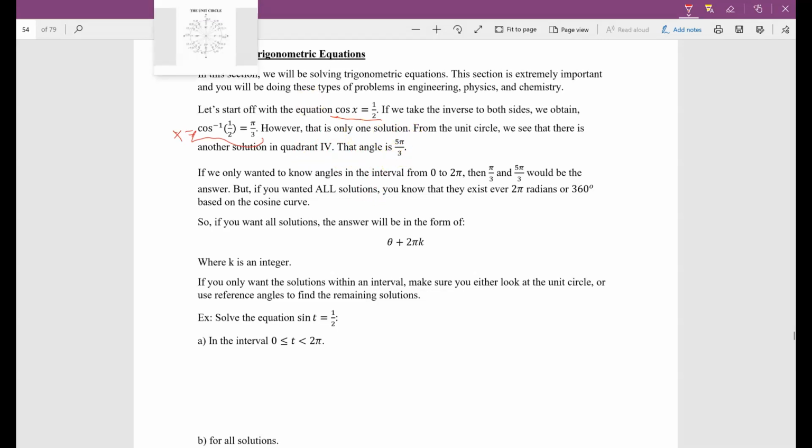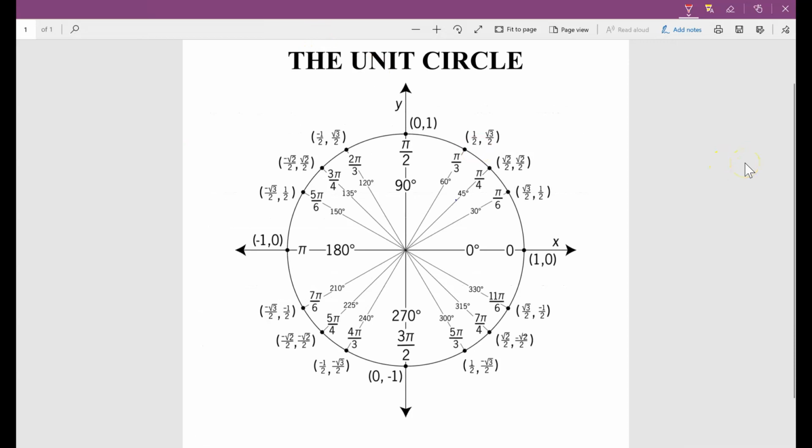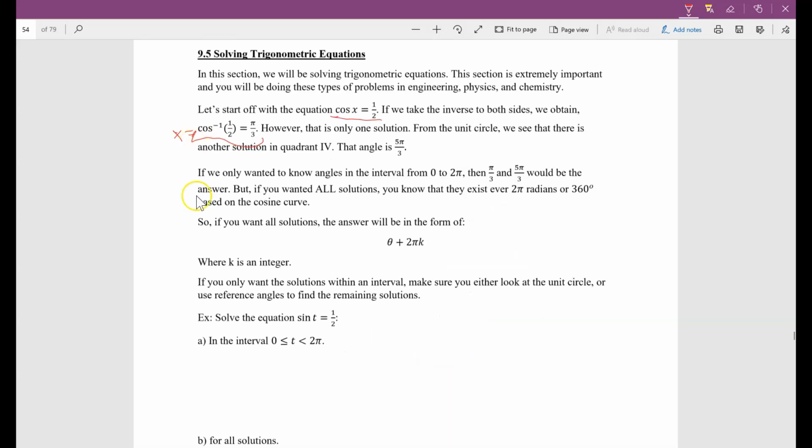If I go to the unit circle, we know that the cosine is the x value, so we look at all the x values. The first x value where it's 1/2 is pi over 3. The other one is right here, and that one is 5 pi over 3. So here are two solutions that you get within the unit circle: the cosine is 1/2 at pi over 3 and at 5 pi over 3. The solutions in this case would be pi over 3 and 5 pi over 3.